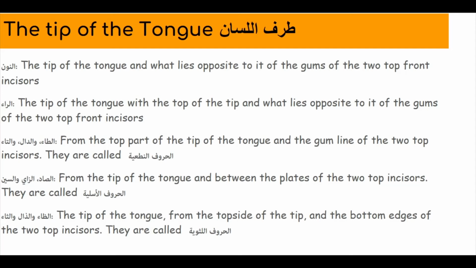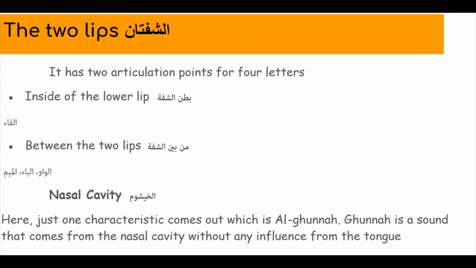الشفتان, that is the two lips. In the two lips, shafatan, we have two articulation points for four letters, and the letters are al-fa, al-waw, al-ba, and al-mim.